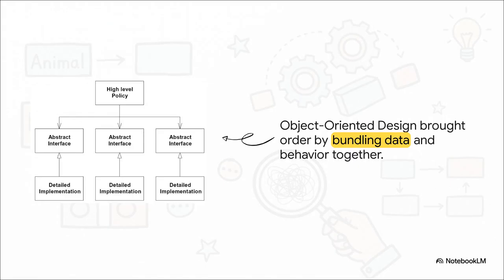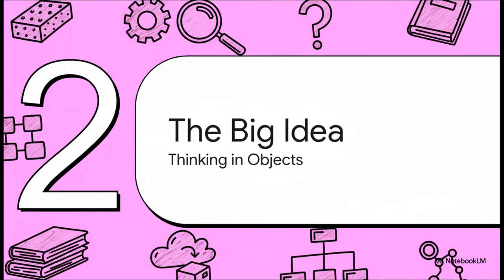And then came the solution, object-oriented design. Instead of having data and functions all over the place, OOD had this really simple but powerful idea. Why not bundle the data and the functions that work on it into one self-contained little package? And just like that, this simple shift brought order and predictability to all that chaos. So, what's at the heart of this revolutionary idea? It really all comes down to learning how to think in objects.